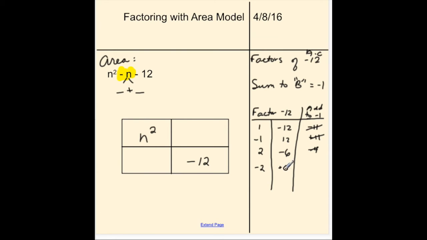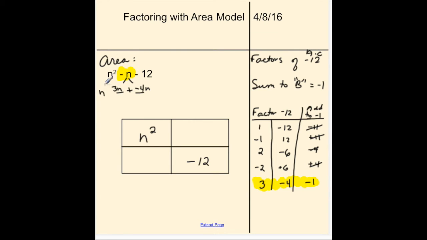I could do negative 2 and positive 6, and that would give me positive 4, which still doesn't work. What else goes into 12? Oh, 3. 3 goes into 12, so it would be 3 and negative 4 to give me 12 when I multiplied. And if I add those, it gives me negative 1. Look at that. These are the two terms that multiplied together give us negative 12 and added together give us negative 1. In other words, this term must have been 3n plus negative 4n before it was combined to become negative n.